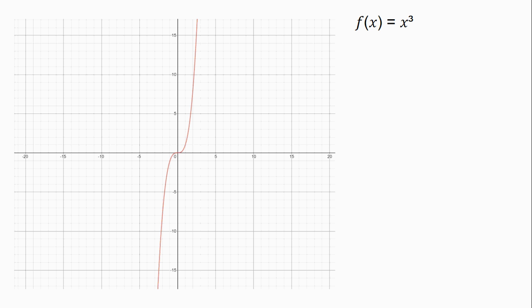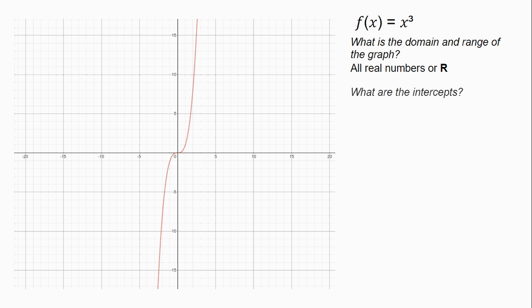Okay, so that's what the function looks like. Can anyone say the domain and range of the graph? What is the domain? All real numbers. Yeah. What are the intercepts? What are they? Patricia.